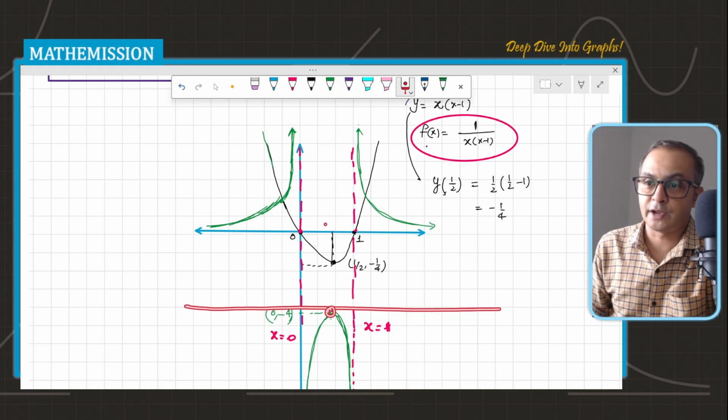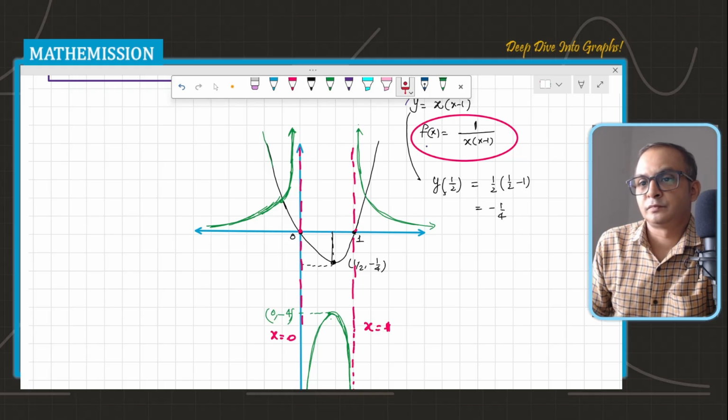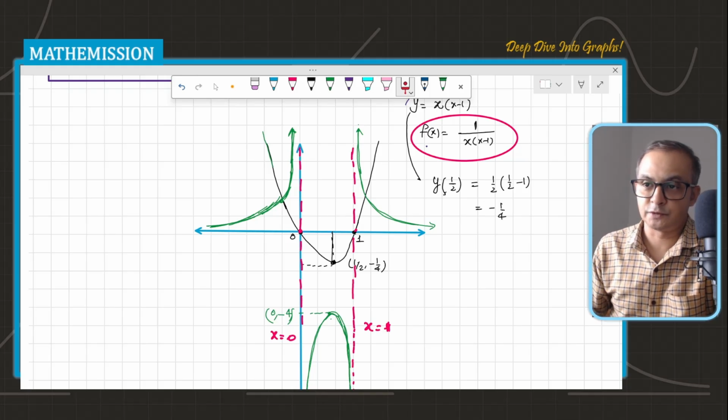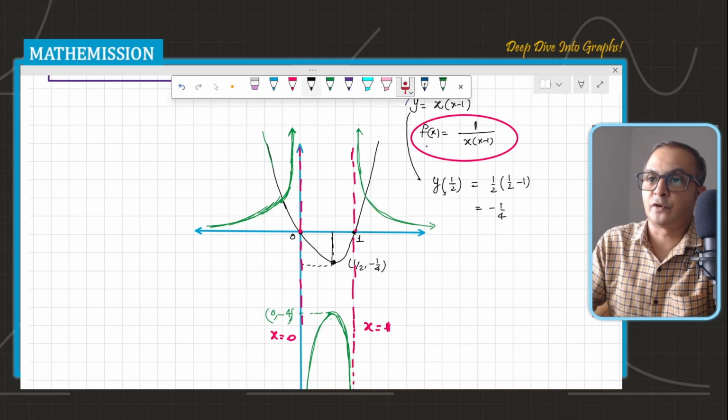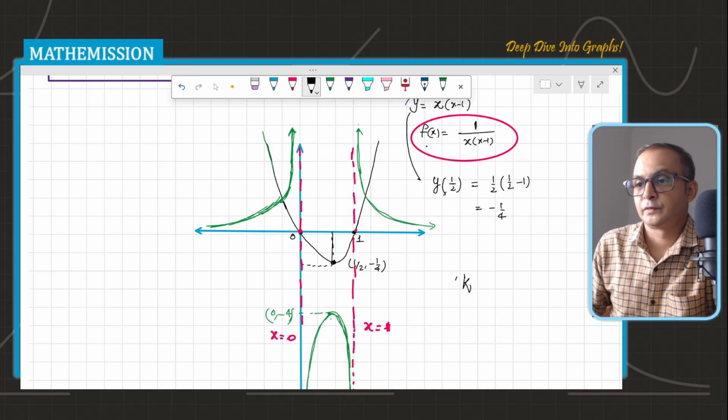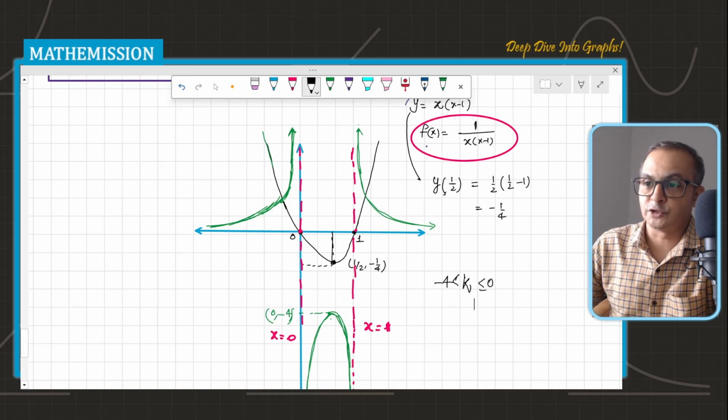Minus 4 you cannot include, otherwise there will be one solution, and 0 you can include because it will never touch, because it is the asymptote. So k is lying from minus 4 to 0. Even if you take k is equal to 0, there will be no solution.